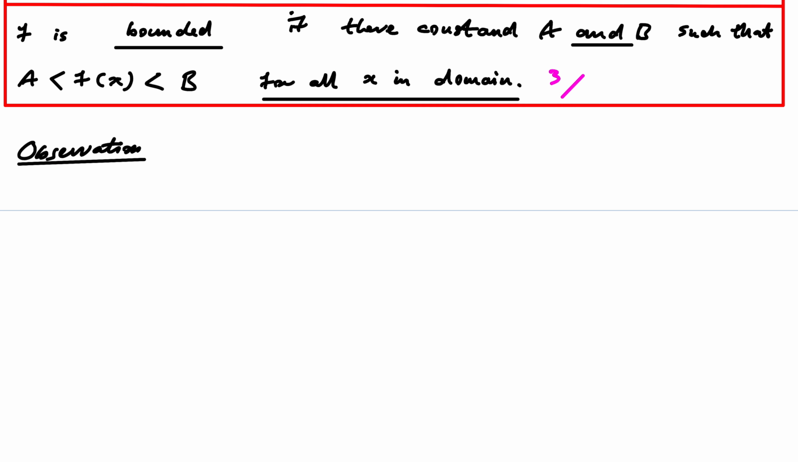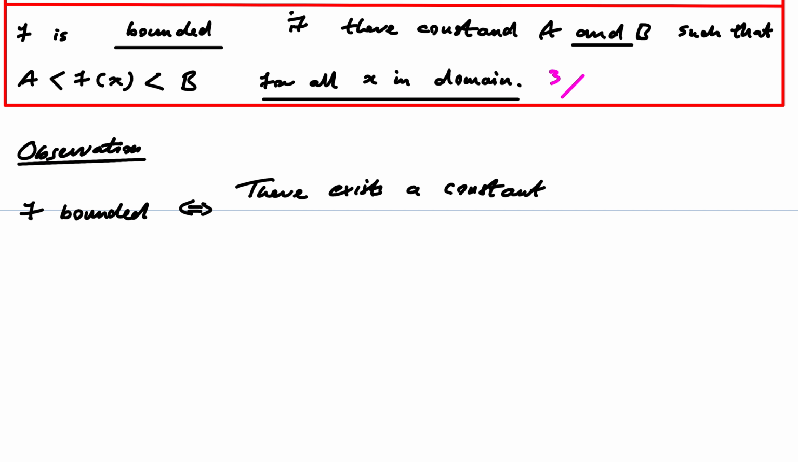Observation. So f is bounded if and only if, so this is an equivalent statement if you want, there exists some positive constant, so I'm going to call it k, strictly greater than 0, such that, so here's a really slick way of giving you the bounded condition, the absolute value of f of x is strictly less than k for all x in the domain.